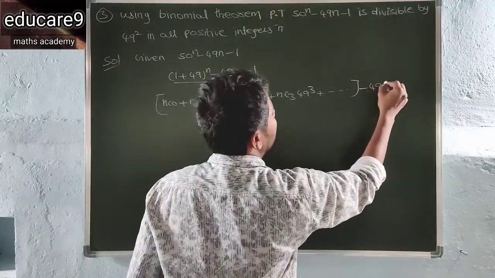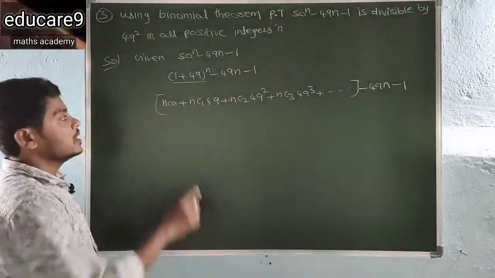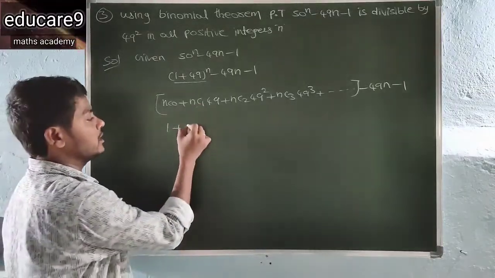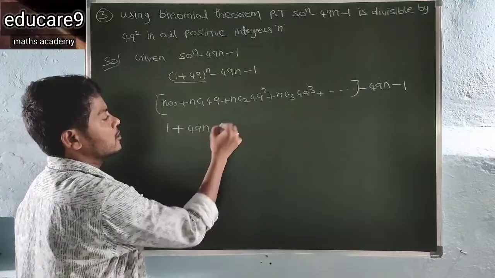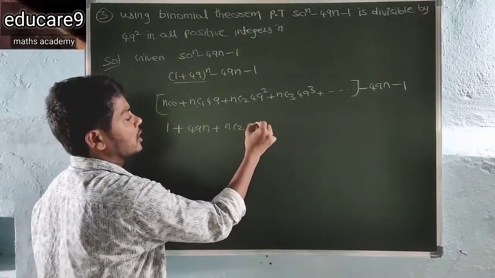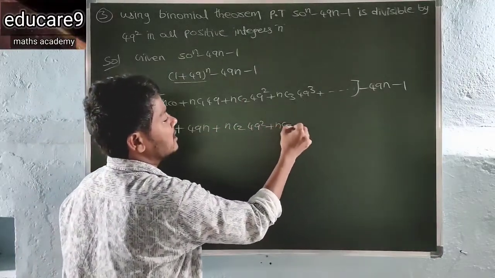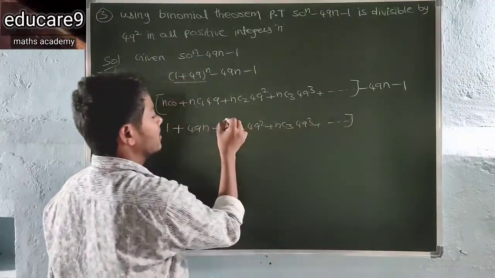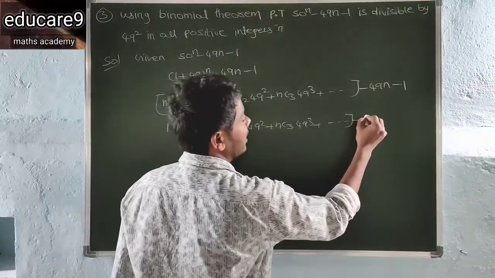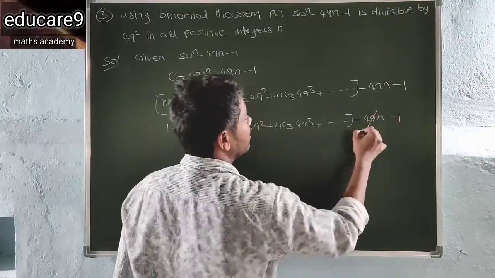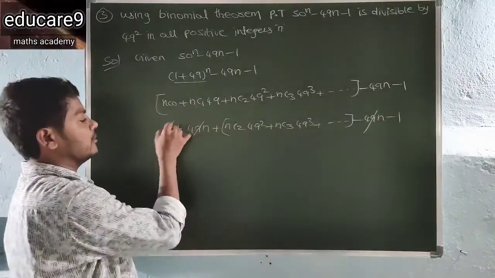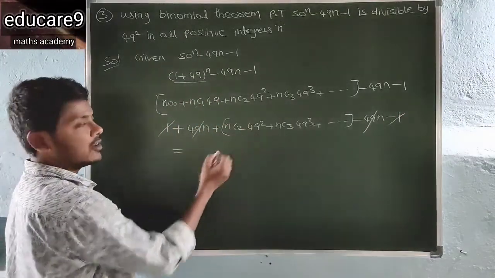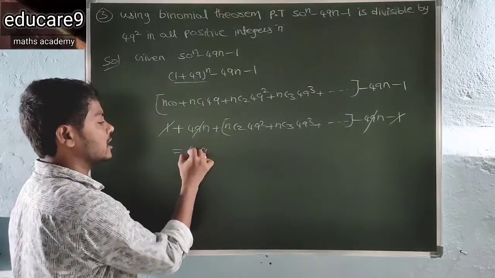minus 49n minus 1. So clearly nC0 value is 1, nC1 value is n, that is 49n. So plus nC2 49 square plus nC3 49 power 3 and so on, minus 49n minus 1. So minus 49n plus 49 plus 1 minus 1 get cancelled. So clearly here 49 whole square is common.